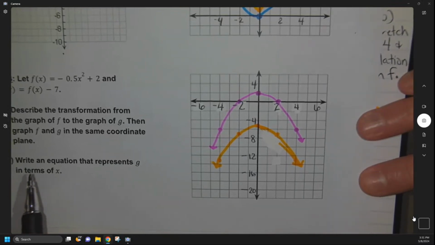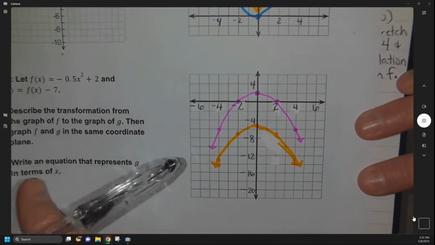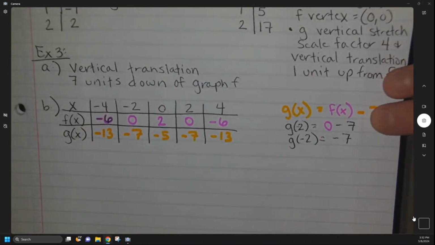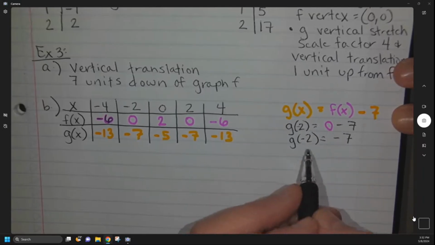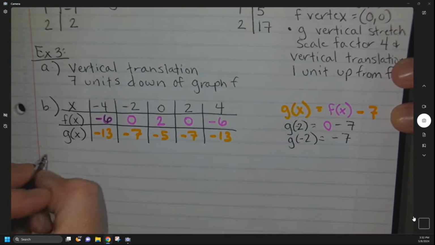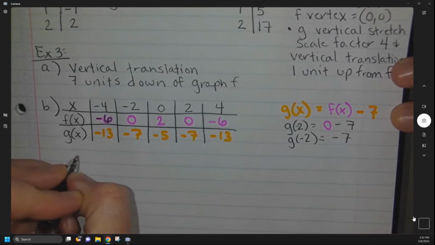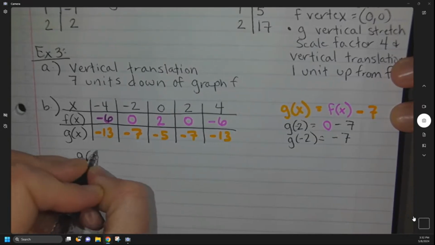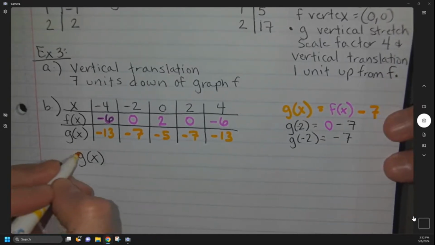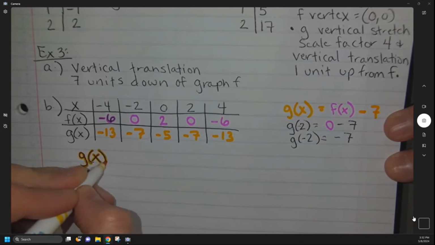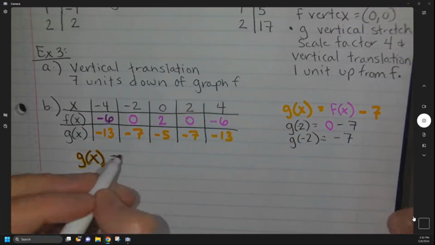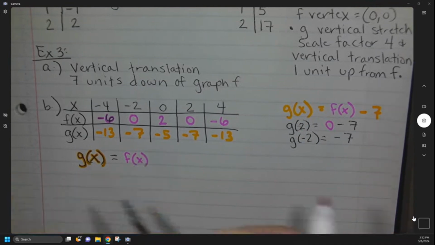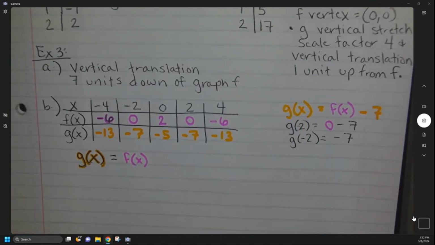For part B, we have to write an equation that represents g in terms of x. So kind of what we were doing over here, right? We were plugging in f of x's value to figure out what g of x was going to be. So we had g of x equals f of x minus 7.